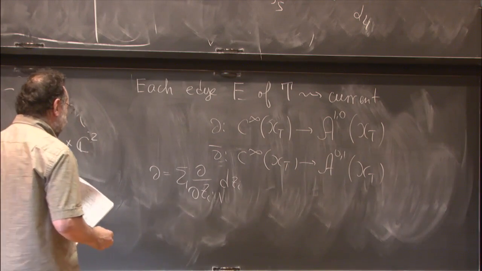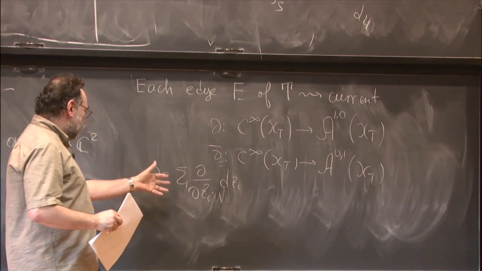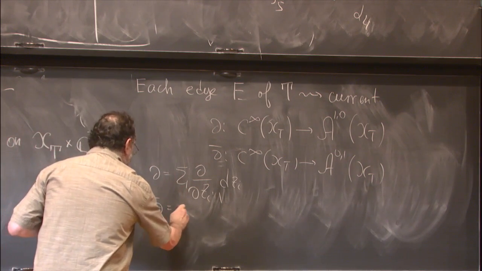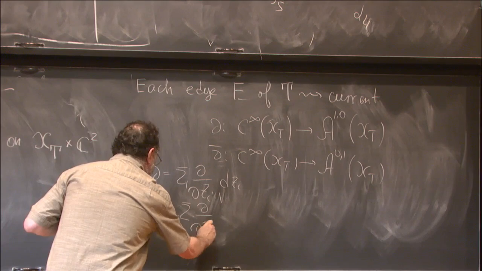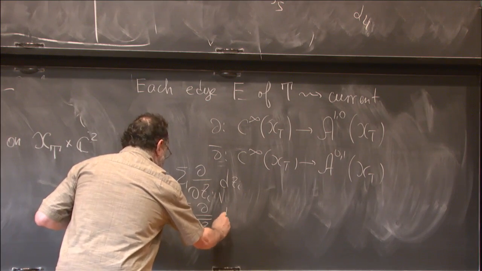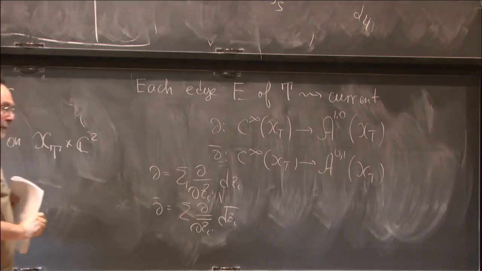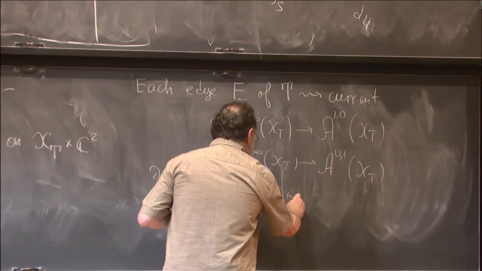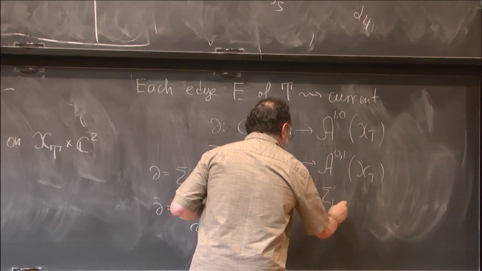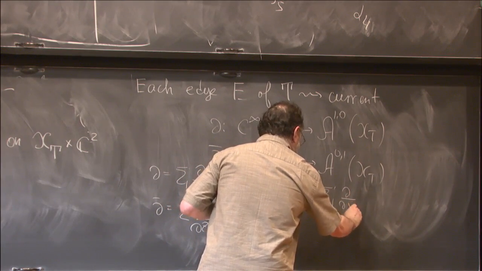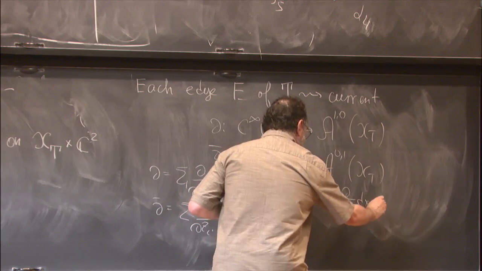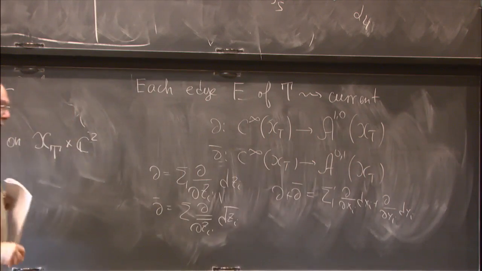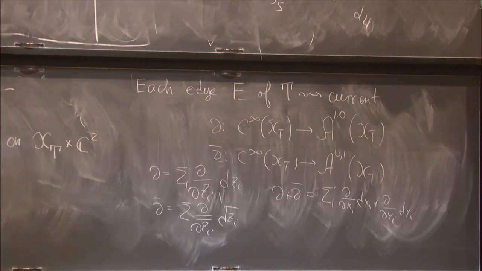It's the usual notation. You use local holomorphic coordinates, and you write d as a sum over ∂/∂z_i dz_i, and d-bar as a sum over ∂/∂z̄_i dz̄_i. If you take the sum of these, you get the usual differential: d plus d-bar is the sum over ∂/∂x_i dx_i plus ∂/∂y_i dy_i. Okay? So this is d and d-bar.